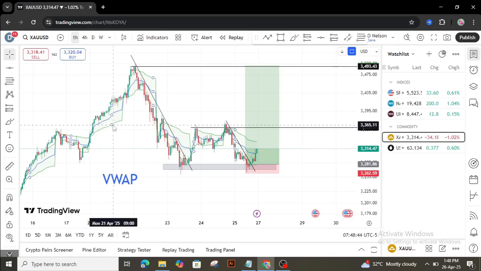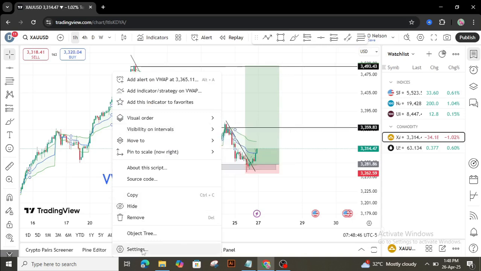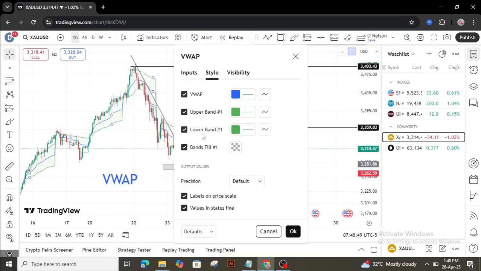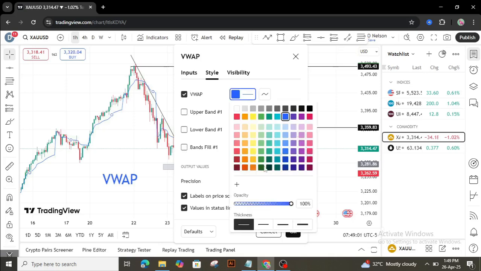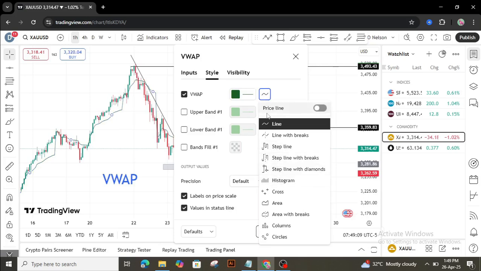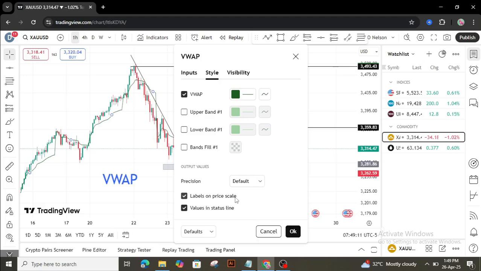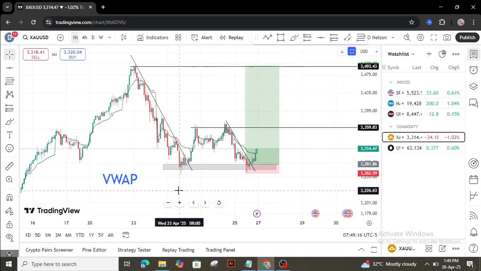So let me just right click, then come to settings. Okay, so you remove the upper band, you remove the lower band, you remove the band fill, which is the background color, and then you leave this one. So I always like to have my own dark green, yeah, like this. So you can make it thicker, you can make it a dotted line, whatever you want. Just leave this one this way. So I think that's all. So just click OK.